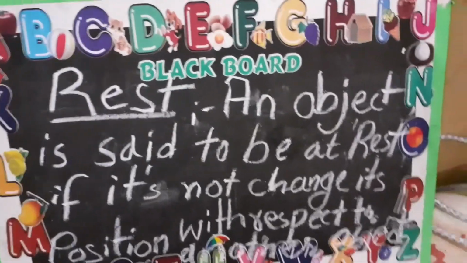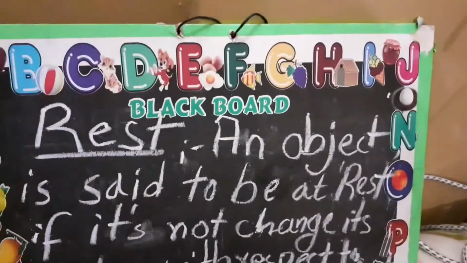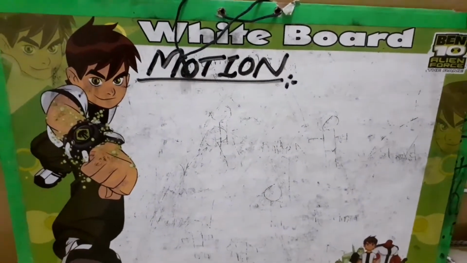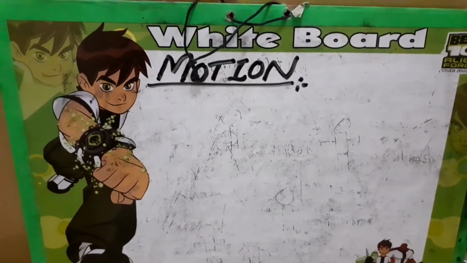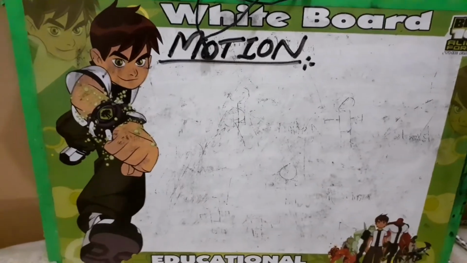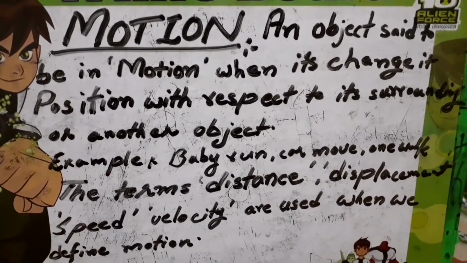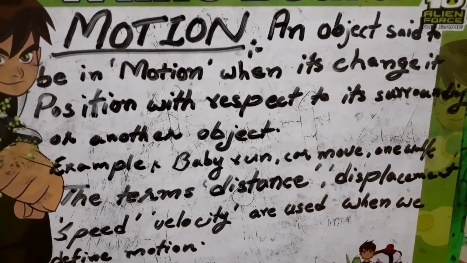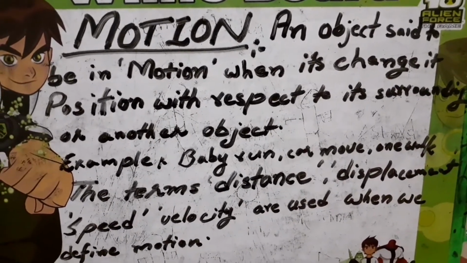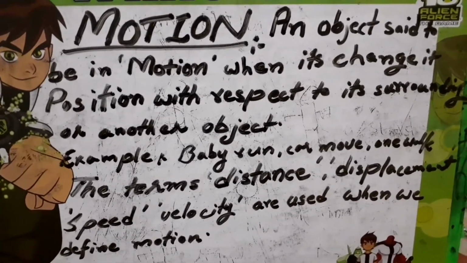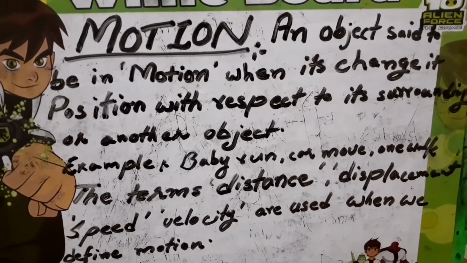So what is motion in physics? An object is said to be in motion when it changes its position with respect to its surroundings or another object.